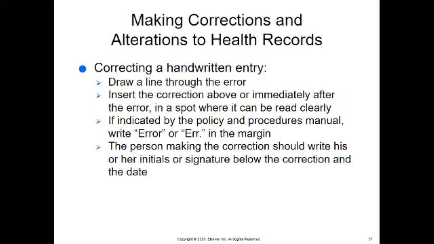Making corrections and alterations to the health record. Okay, so correcting a handwritten entry. You draw a line through the error, insert the correction above or immediately after the error in a spot where it can be read clearly. If indicated by the policy and procedures manual, write error or ERR in the margin, and the person making the correction should write his or her initials or signature below the correction and the date.